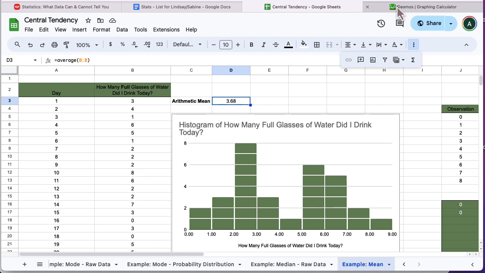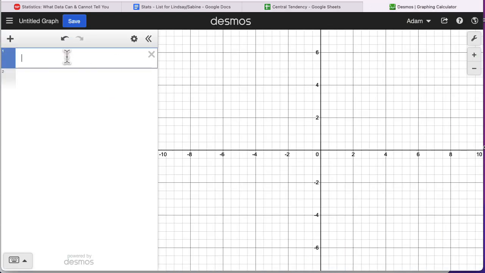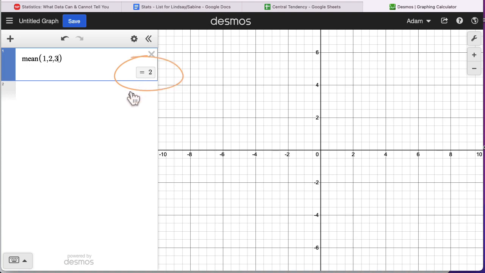Let's take a look in Desmos and see how to do it in Desmos. Here you do type mean, you do not type average. So you put in mean and then you put parentheses and your data. So 1, 2, 3, and the average or the mean of 2 pops out at me. So that's it. That's how you do it.